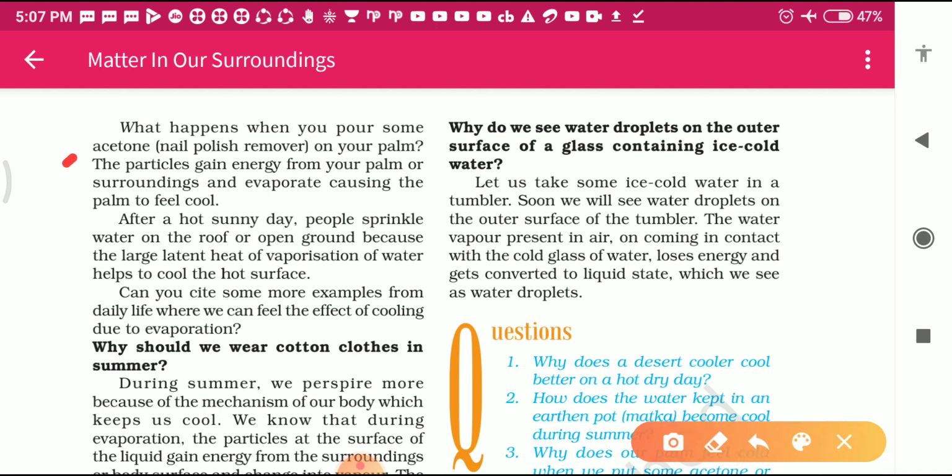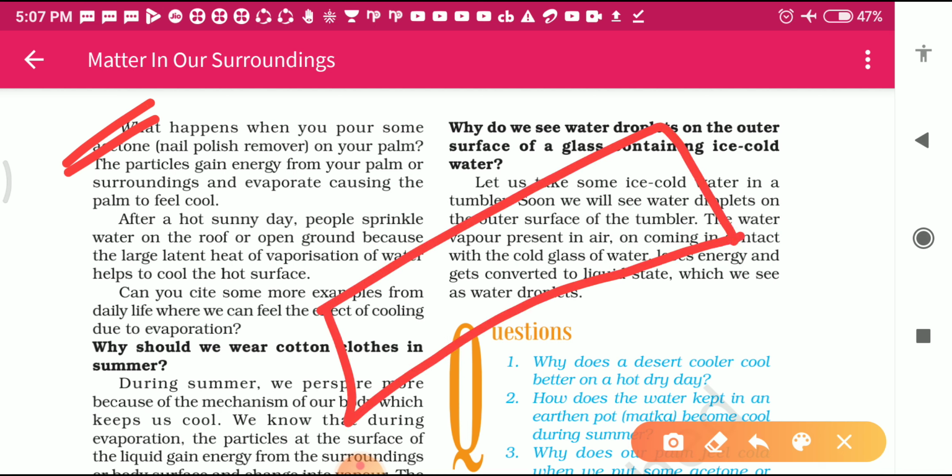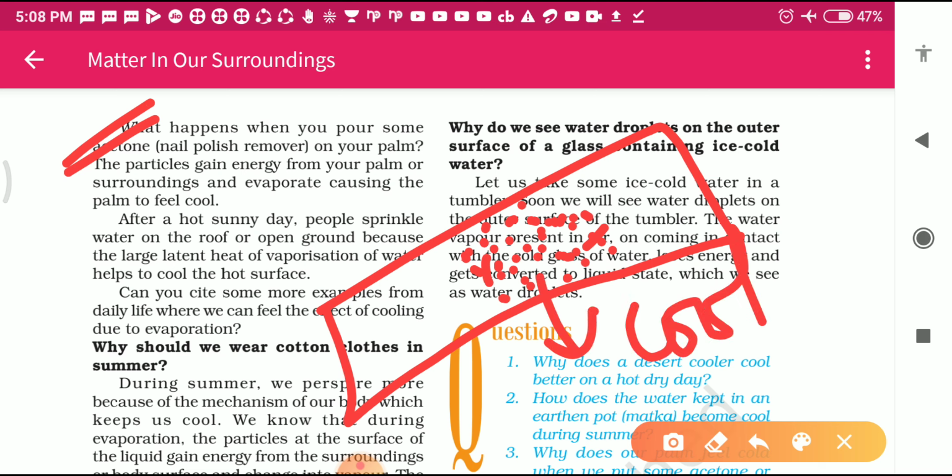Now students, in this one we want to say that suppose this is your hand. In the hand, if you pour some acetone, what is acetone, students? Alcohol. Acetone is an alcohol. When you pour some acetone on your palm, after some time you feel cool here.